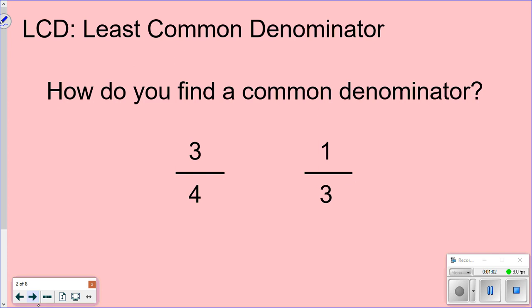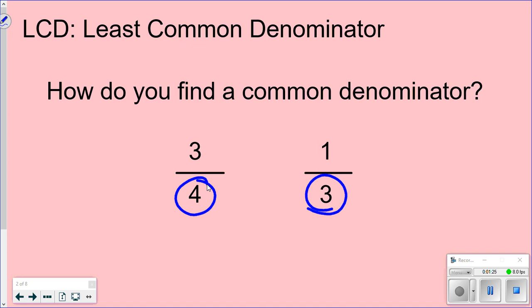So if I look at 3/4 and 1/3, and I need to figure out a common denominator, there's a few different things that I can do. I have to look at what's below. I have 4 and I have 3. So what is something that 3 and 4 both go into? There's a few strategies that you can do. For one thing, you can look at them and you probably already know what is something that 4 and 3 both go into. That's one strategy.